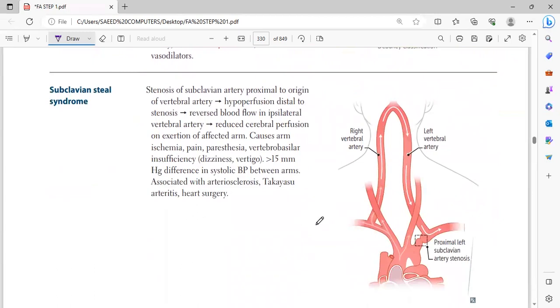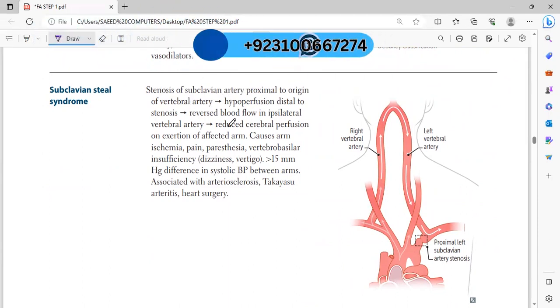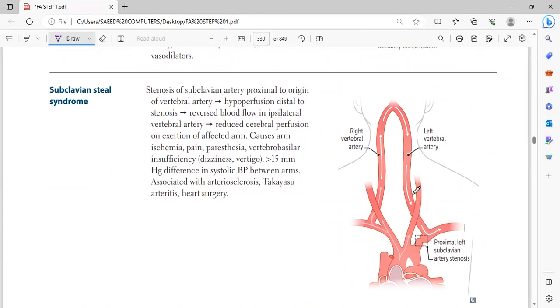Subclavian Steal Syndrome. Okay, this diagram will make it super clear. You will have stenosis of the subclavian artery proximal to the origin of the vertebral artery. Here you can see the vertebral artery. The two vertebral arteries combine at the pontomedullary junction.